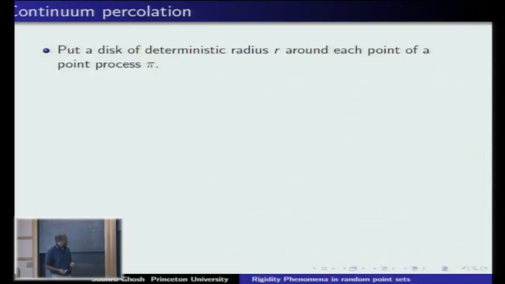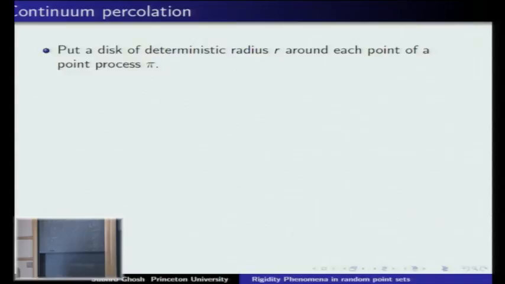The first one of them is continuum percolation problems. So what is the model we are studying here? You have a point process on the plane, and you put a disk of a fixed radius r. Imagine that these are disks. Two points are connected if the disks intersect, so they are nearer to each other than a certain threshold.